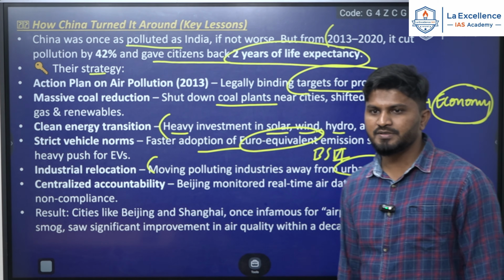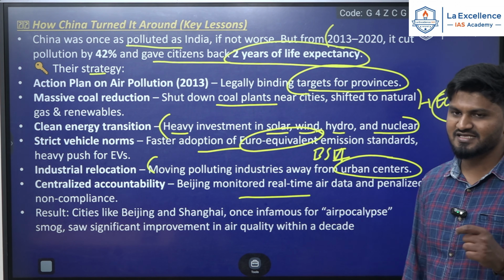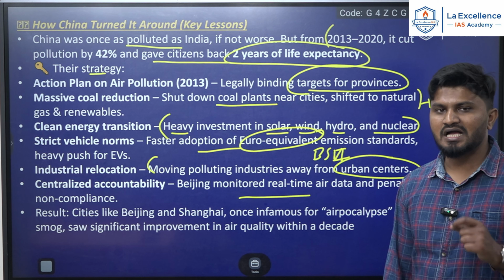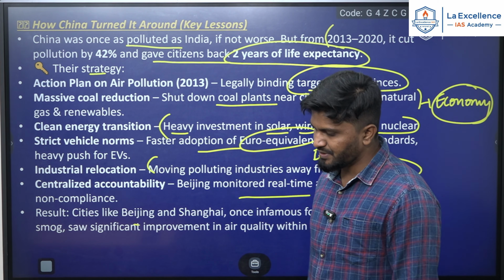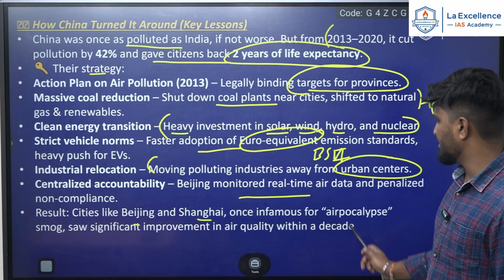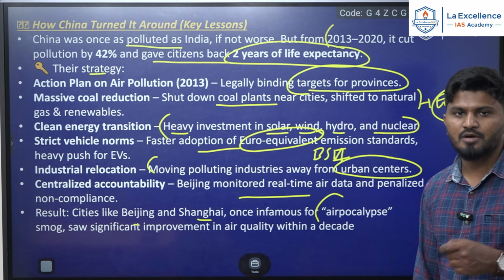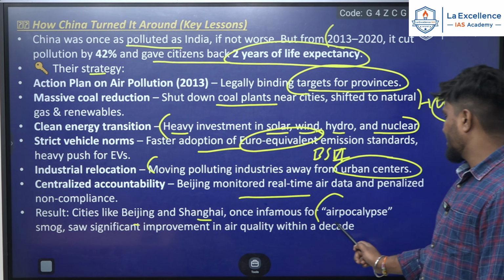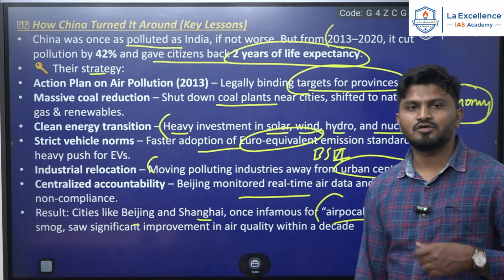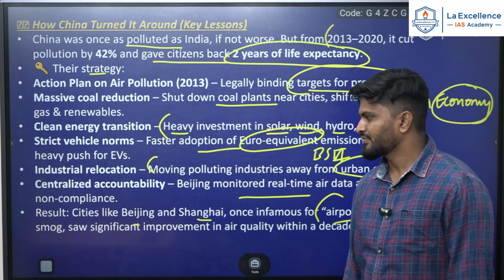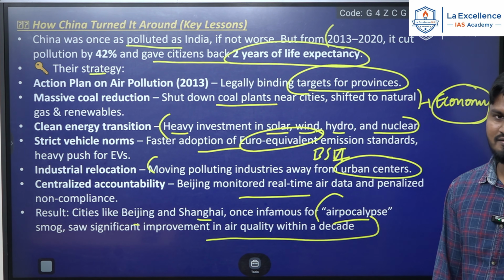Then centralized accountability, that is, Beijing monitored real-time air data and penalized non-compliance. So there was accountability as well. The result was that cities like Beijing and Shanghai, once infamous for air apocalypse, similar to an apocalypse, saw significant improvement in air quality within the decade. Air apocalypse in the sense nothing but doom which is caused by air pollution, smog.